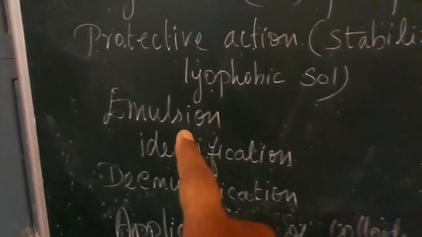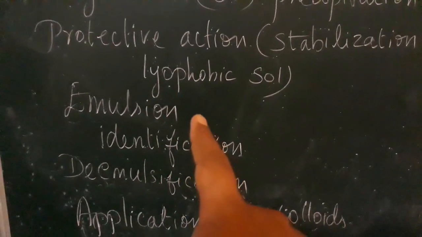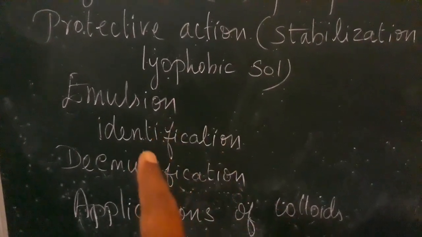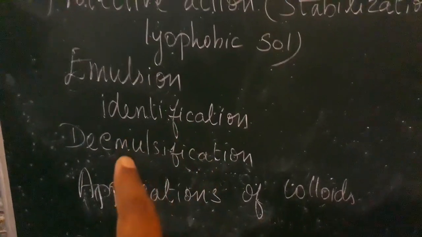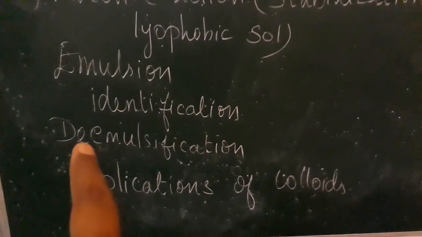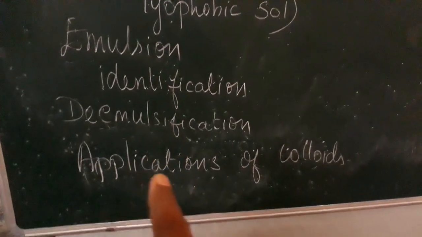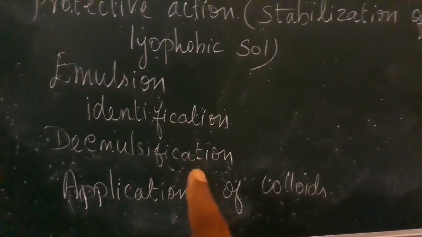The next one, emulsion. Emulsion is a liquid in liquid colloid. What are the types of emulsion, and what are the techniques to identify it? The next one, de-emulsification. What does it mean? De means removal, so how to remove the emulsification. Then next one, application of colloids. So these are the topics we are going to cover in this video course.